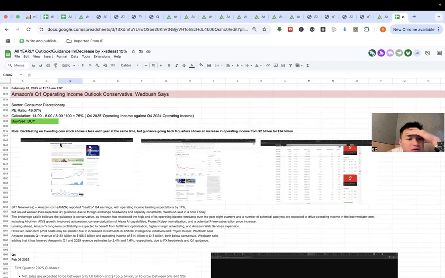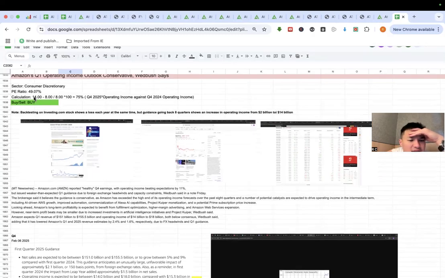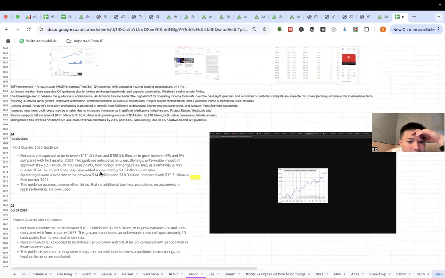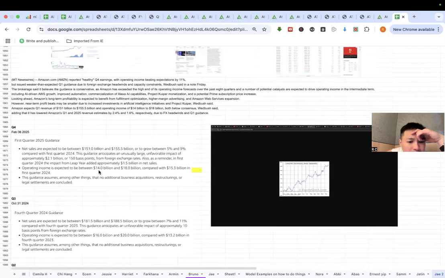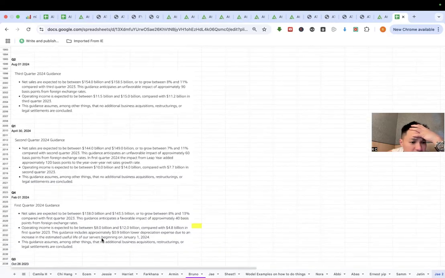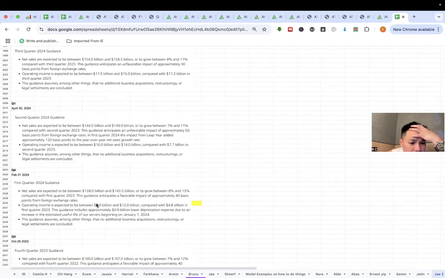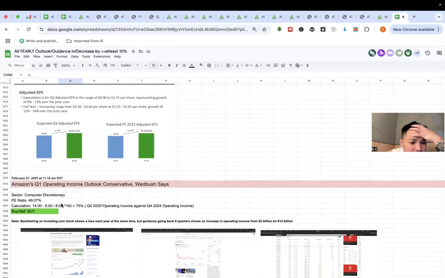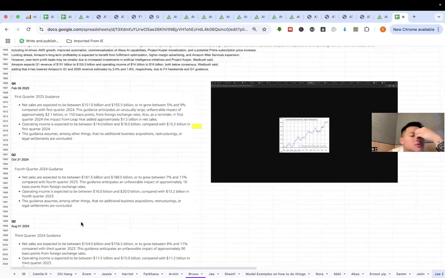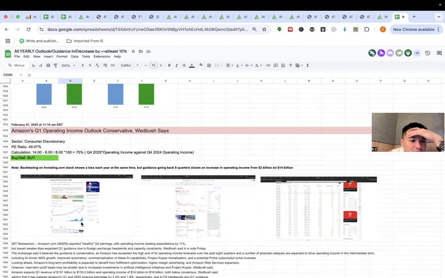Amazon, beautiful, beautiful. Let's look at Amazon. So it's 14 minus 8. So I will pretend you are using 14 from here. Operating income minus 8 is probably last year, I think. Good. Okay, and the difference is around 75. Okay, cool. Let me look at your notes. Backtesting shows, but guidance shows an increase in operating income. Okay.